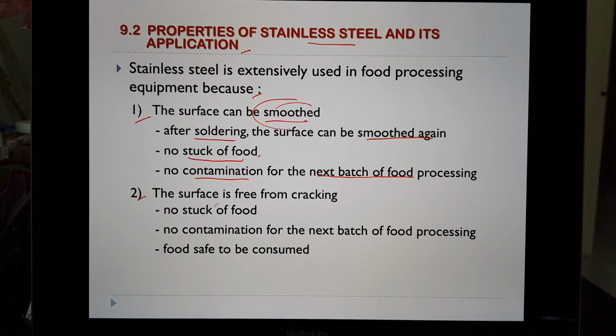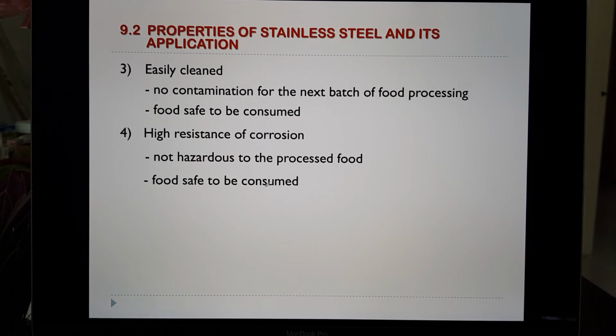The second one is that the surface is free from cracking. So there will be no food stuck and no contamination for the next batch of food processing. When we have these two factors, the food is considered safe to be consumed. Another property of stainless steel is that it is easily cleaned. So there will be no contamination for the next batch of food processing, compared to plastic. For example, I just gave an example where the plastic absorbs the color from the food products.